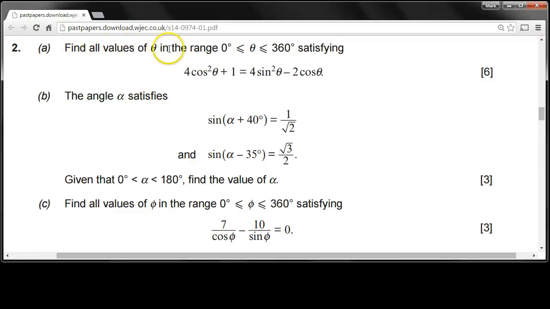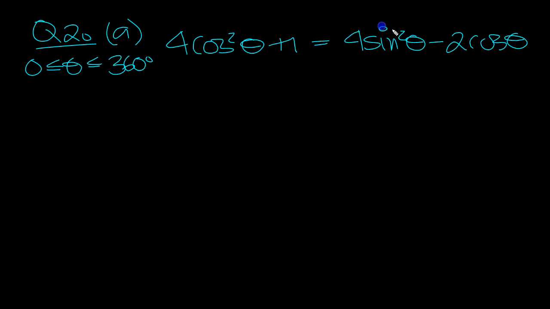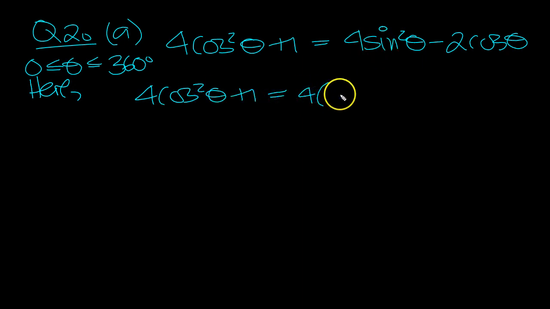To part A then, find the values of theta in the range here satisfying this equation. Let's have a go at this then. Here's the question. So we got cos here, so let's replace this by 1 minus cos squared. So this would be 4 cos theta, 1 minus cos squared, wouldn't it? Minus 2 cos theta. Helps to write the correct thing.